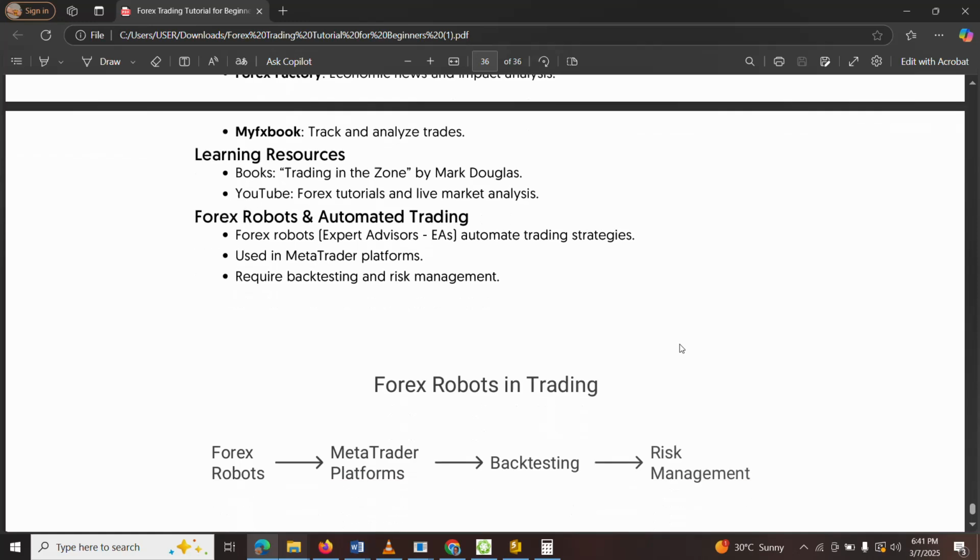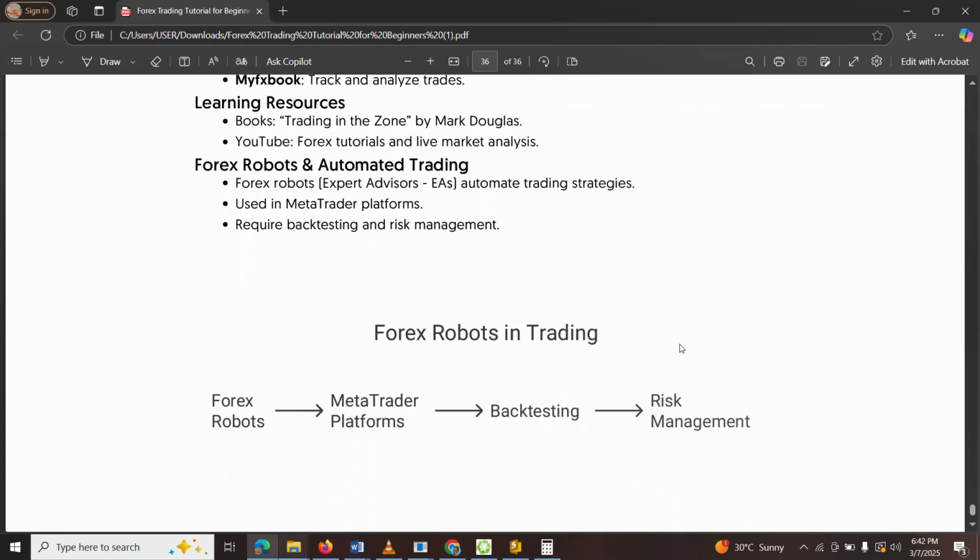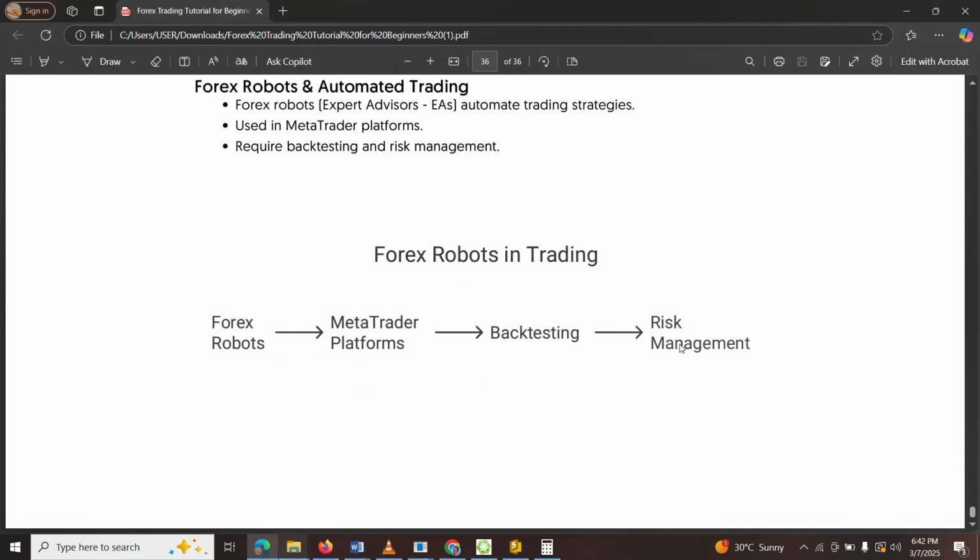Backtesting is to check how the expert advisor would have performed if it was used in the past, let's say the past 1 year, or depending on how you customize that. So you use forex robots in the MetaTrader platforms, MT5 and MT4. Then you do backtesting. Then you do your risk management.